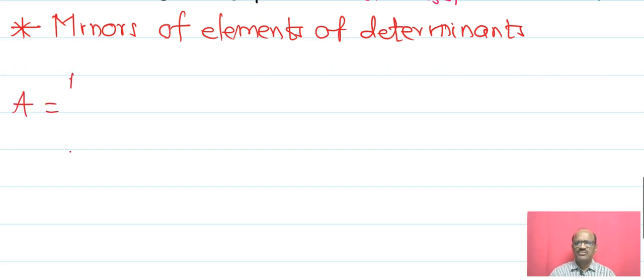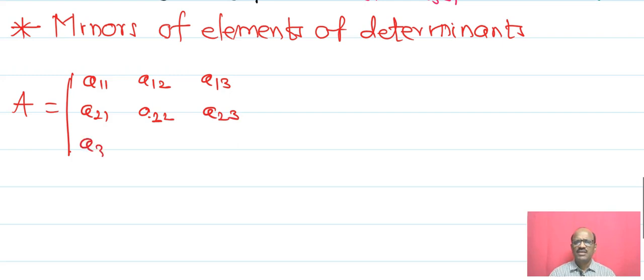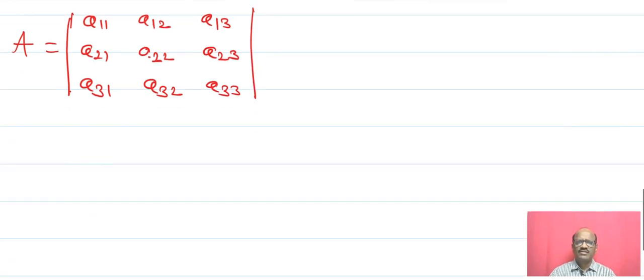That is, capital A is equal to the determinant with rows A11, A12, A13; A21, A22, A23; A31, A32, and A33, which means third row, third column. Now I want to find out the minor, and minor is denoted by the capital M.